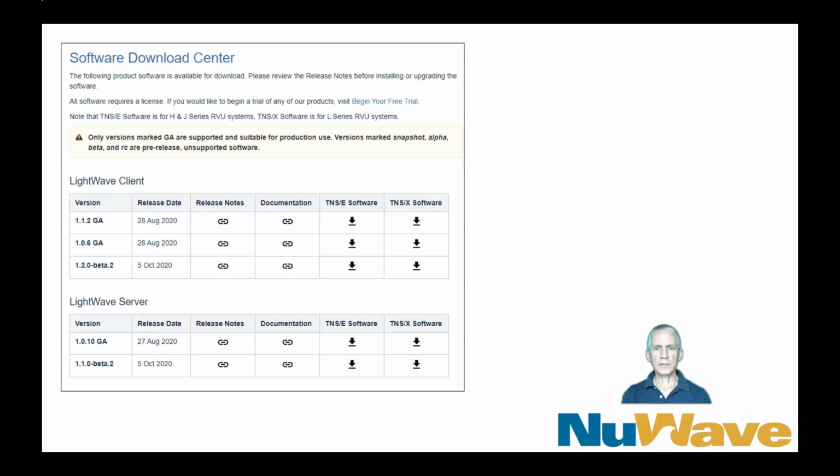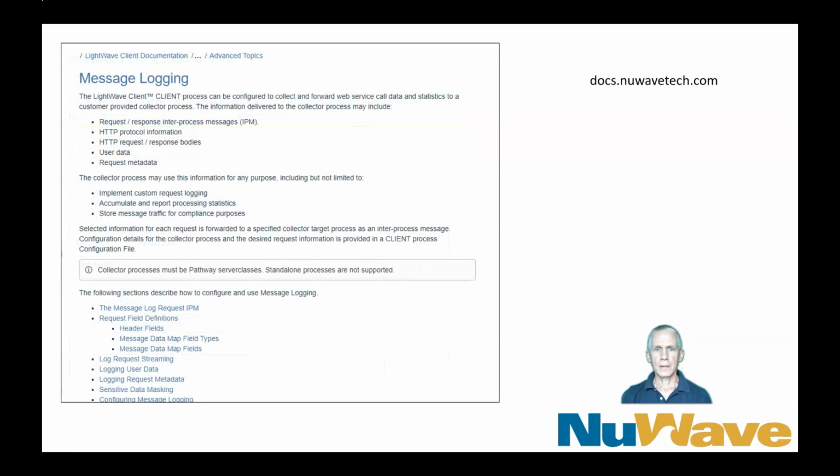The message logging features presented in this tutorial are available in LightWave Client 1.2 and LightWave Server 1.1, now in beta and scheduled for release in Q3 of 2020. These features are described in our online documentation for both client and server in the Developer Guide section, Advanced Topics, Message Logging.